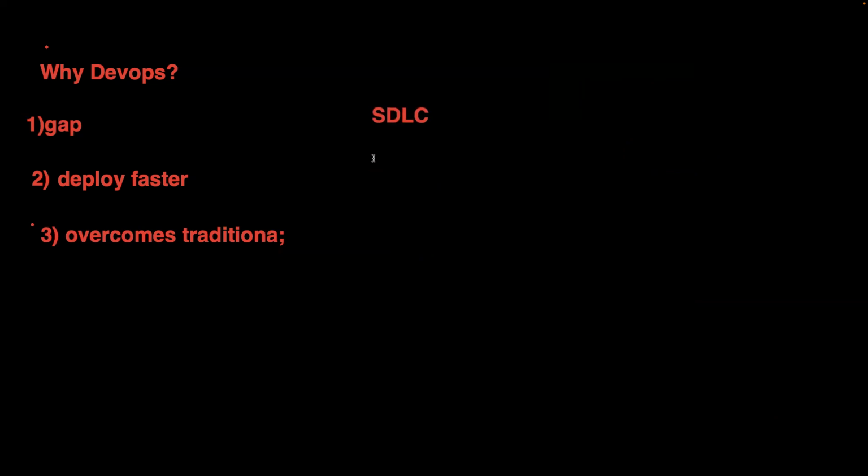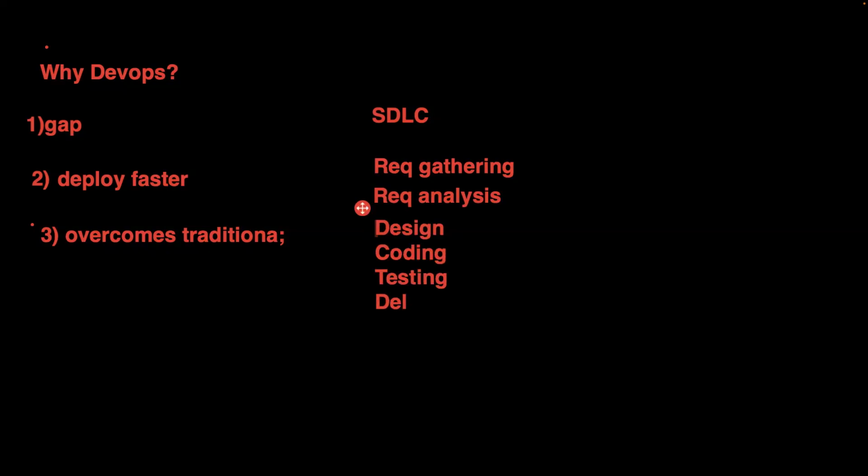Like first you have requirement gathering. Requirements will be gathered from the client. Then understand the requirements, requirement analysis. Then comes design, coding, testing, and delivery and maintenance, right? This is how an application goes through. Every application goes through these different phases, and each phase comes one after the other.